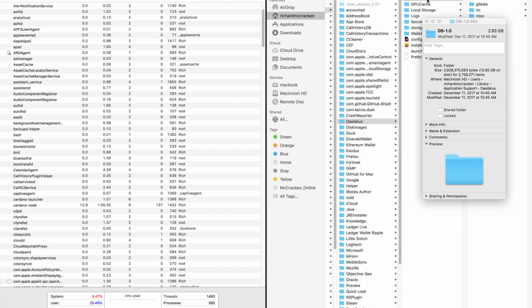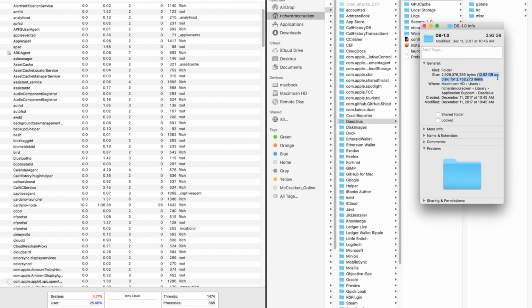On the right hand side, I checked the DB folder, 12.92 gigabytes. That sounds correct, because when I've checked this before, it was 10. But I don't believe this change to the way files are stored will occur until Cardano 1.4. Take a look at a few other performance specs.